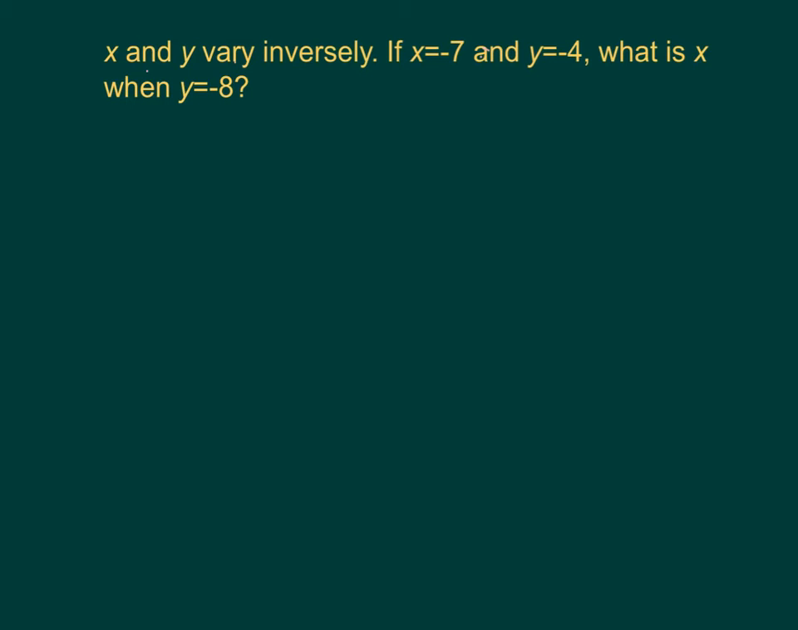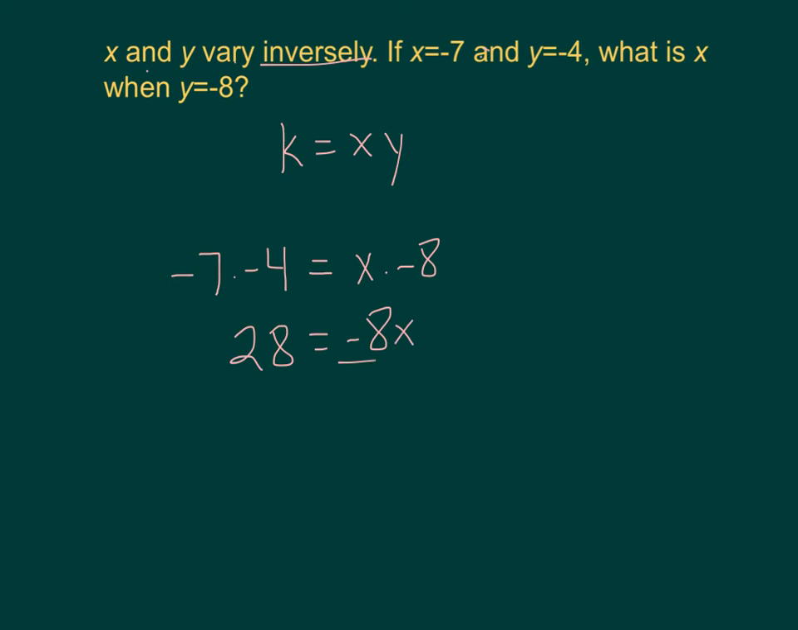Okay, now we have two pairs again. Remember, it's inversely, so that means k equals x times y. So we'll put them in pairs. The first pair, x is negative 7 times y, which is negative 4, equals the next pair, we don't know x, y is negative 8. So negative 4 times negative 7 is positive 28, equals negative 8x.